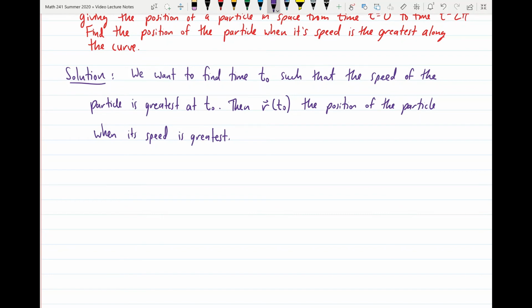First, we need a way to describe the speed of the particle on the curve. So we know that the speed of the particle is equal to the magnitude of the velocity of the particle at different times along the curve. And we also know that the velocity of the particle is going to be given by the derivative of the function giving the position of the particle. So let's find the function giving us velocity.